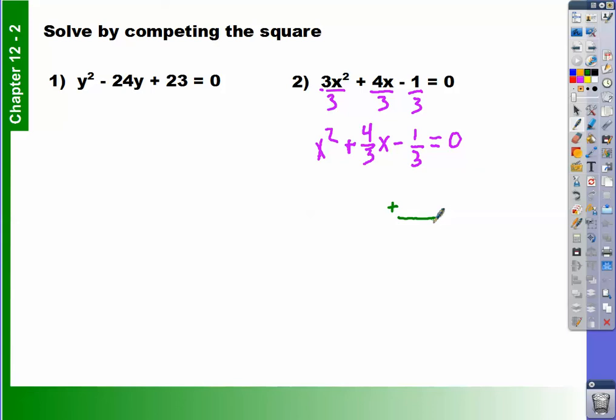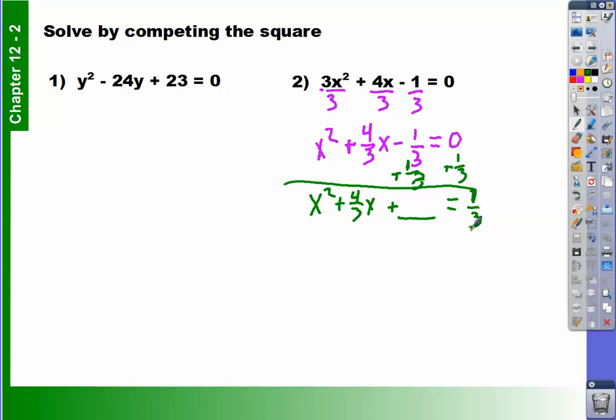I'm going to add 1/3 to both sides. So plus 1/3, plus 1/3. So negative 1/3 plus 1/3 is 0. So I get my blank. I still have my x squared plus 4/3 x, and this is all equal to 1/3.